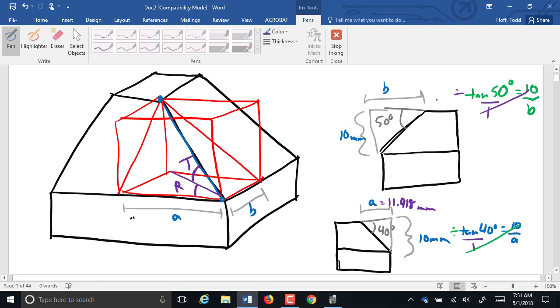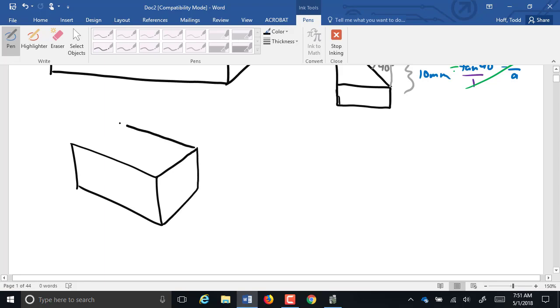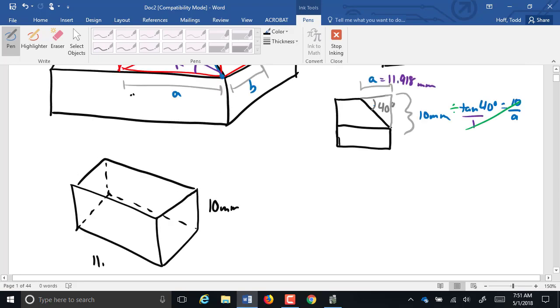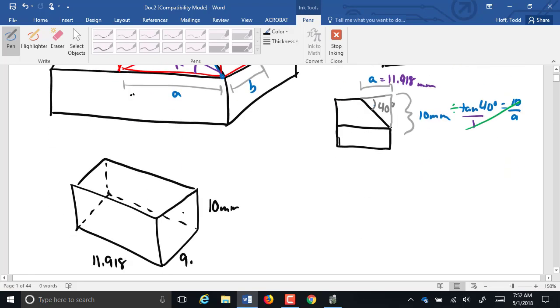So yeah, put that over 1, we cross multiply and divide: 8.391 millimeters. So what we have, this goes back to that problem we did on the very first day of doing this lovely stuff, where we had 10 millimeters here. This was at 11.918, and this was 8.391. Okay. I don't know why I said 9. 8.391.